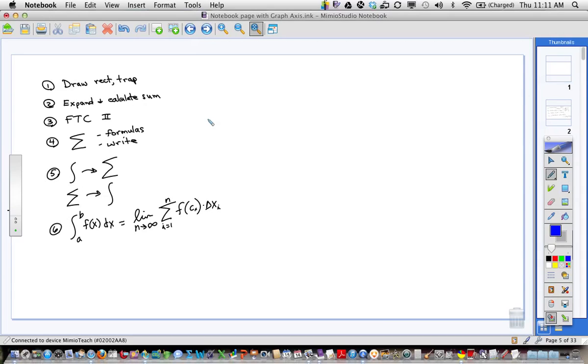If you want to go back and practice drawing some rectangles, trapezoids, you can go back to that section where we did some of that. Expanding and calculating, and writing that out. It's pretty easy. Fundamental theorem part 2, basic anti-derivatives, when I get into the hard ones here. Expanding out sigmas, that'd be like in your LH packet at the beginning of chapter 5 where you wrote out some sigmas. But mostly this stuff right here at number 5, some sigma and integral practice if you want some of that.